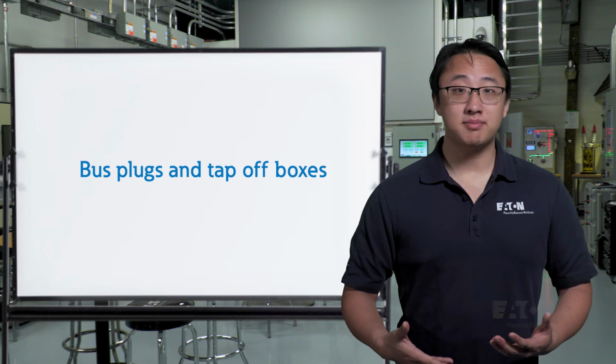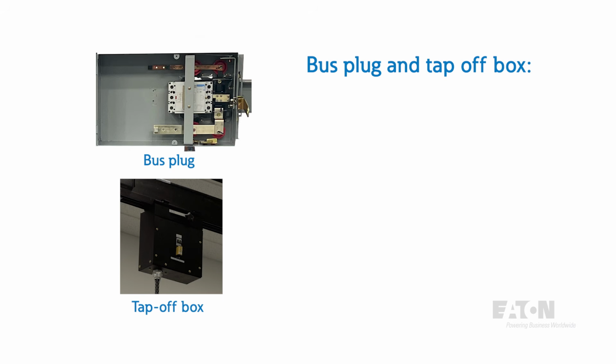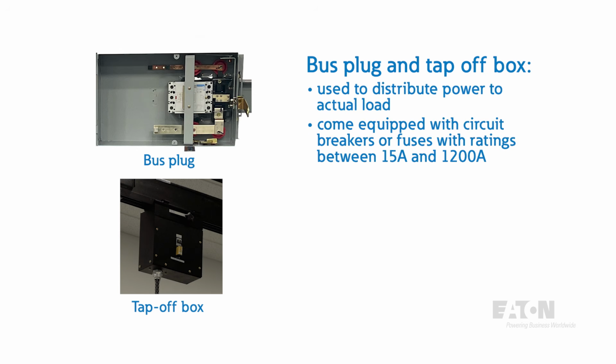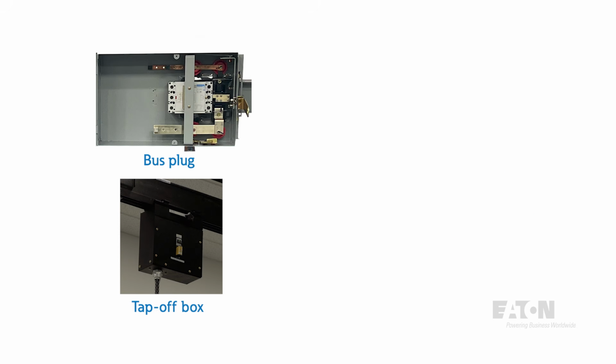Bus plugs or tap-off boxes were briefly mentioned before, but here's a little more detail. They connect into the busway phase bars to distribute power to the actual loads, and they can come equipped with either circuit breakers or fuses for ratings anywhere between 15 amps and 1200 amps. Typical fuse interrupt ratings are 200 kAIC, and breakers range from 10 to 200 kAIC depending on the voltage. Like the busway itself, bus plugs are available with a variety of ground and neutral options, and they come in multiple configurations for different style busway.